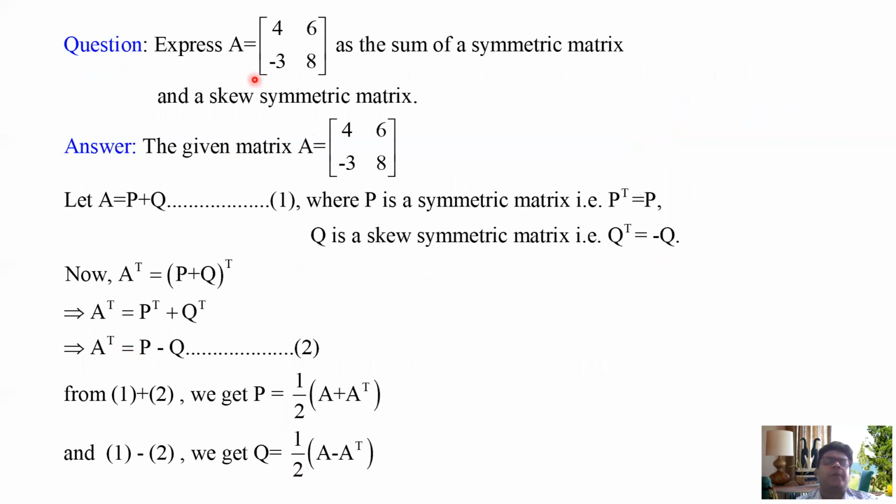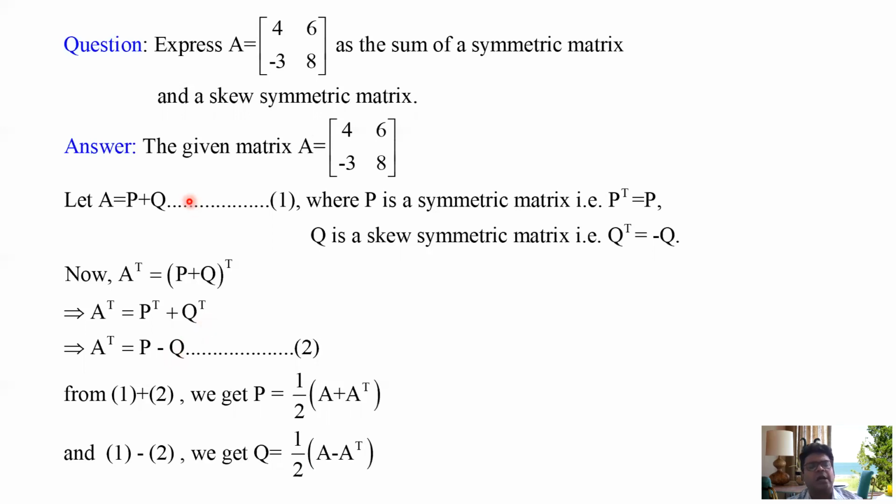Now express A equals 4 6 minus 3 8 as a sum of a symmetric matrix and a skew symmetric matrix. The given matrix A is equal to 4 6 minus 3 8. Let A is equal to P plus Q, where P is a symmetric matrix, that is P transpose is equal to P, and Q is a skew symmetric matrix, that is Q transpose is equal to minus Q. Now A transpose is equal to (P plus Q) whole transpose, which is P transpose plus Q transpose. What is P transpose? P transpose is equal to P. What is Q transpose? Q transpose is equal to minus Q.